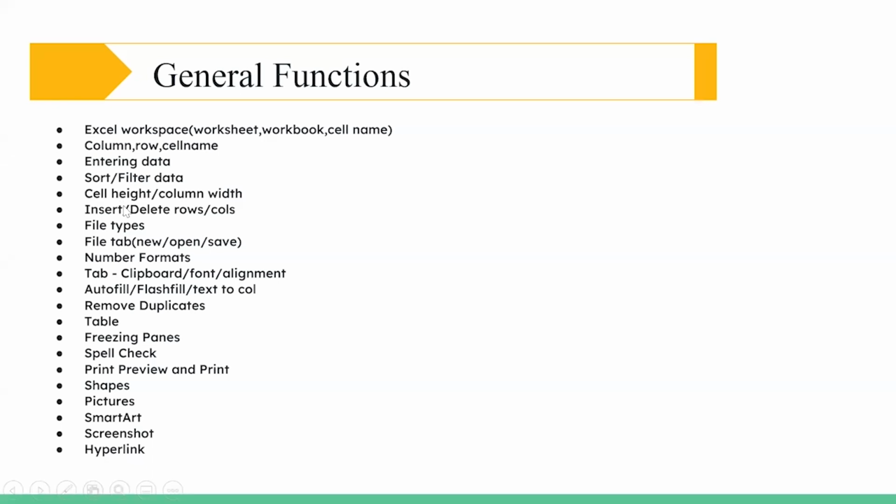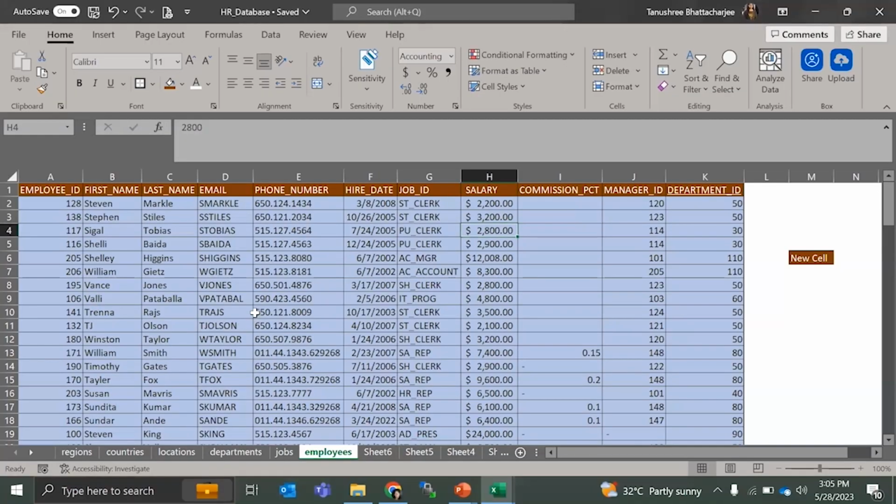Okay, so now let's see how we can sort or filter data. To sort or filter data, we need to select the table first. Now, like I said, how do we select a table? We do Control A. Now, how will Excel understand how big or small my table is? How does Excel always select exactly the table that we want?